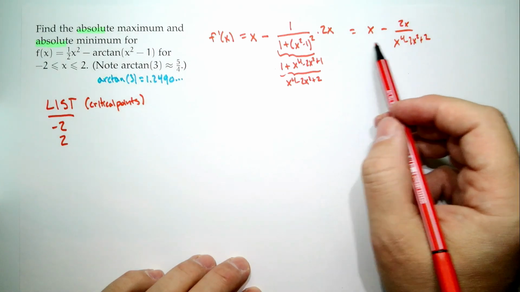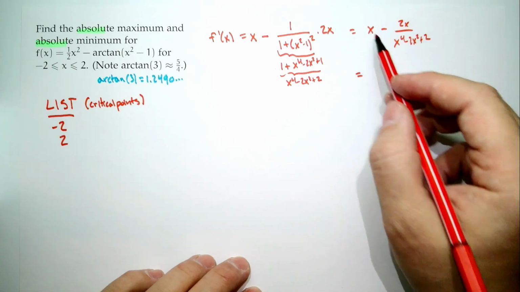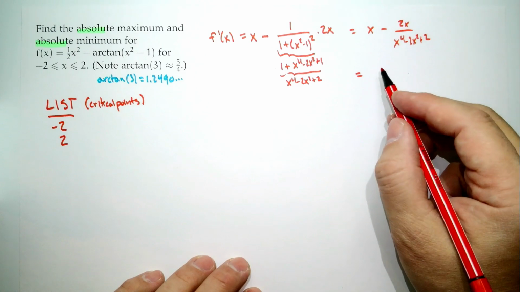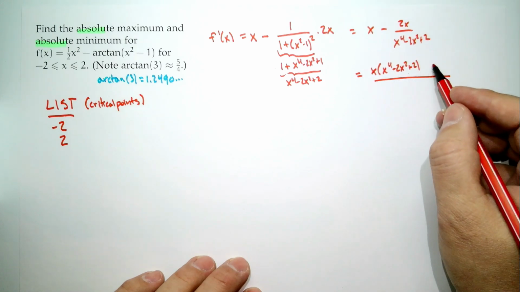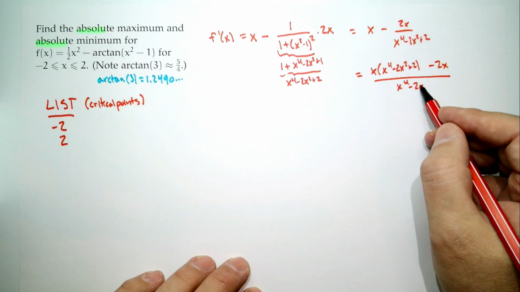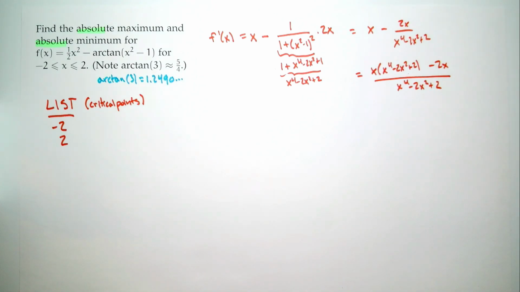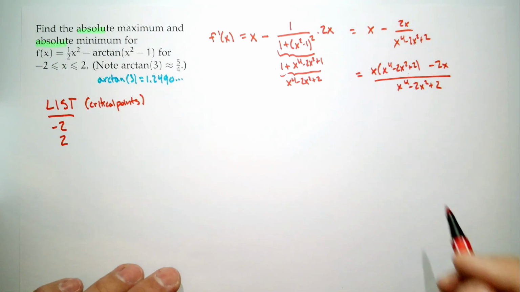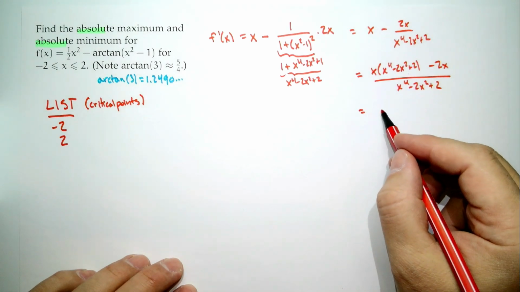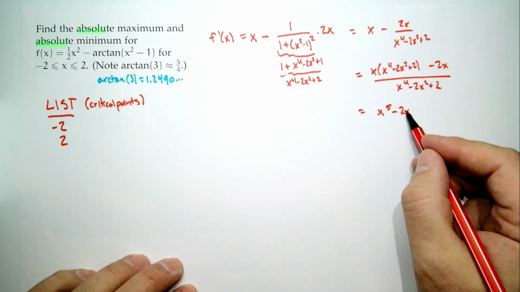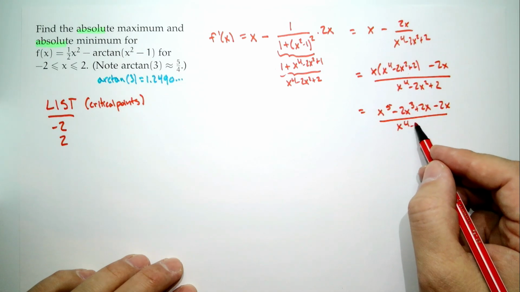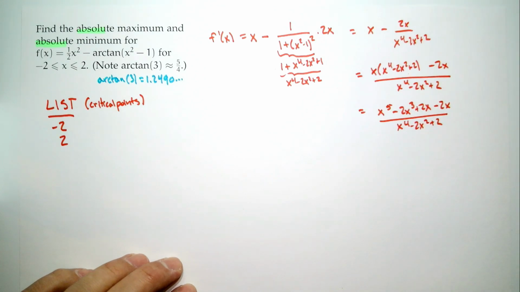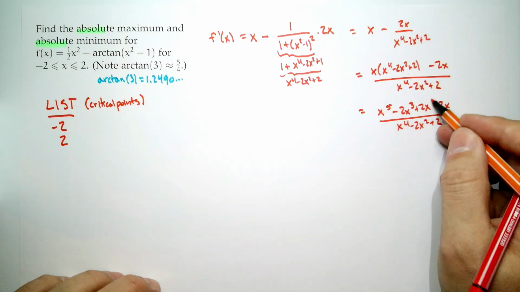Now, if we get this all over one denominator, we multiply the first term by x to the 4th minus 2x squared plus 2 over x to the 4th minus 2x squared plus 2. Then we'll get something like this. So this is putting everything over one common denominator. All right, so what do we have? Well, that's x to the 5th minus 2x cubed plus 2x, subtract 2x, over x to the 4th minus 2x squared plus 2. And now we say, this is nice. What happens? The 2x's cancel.